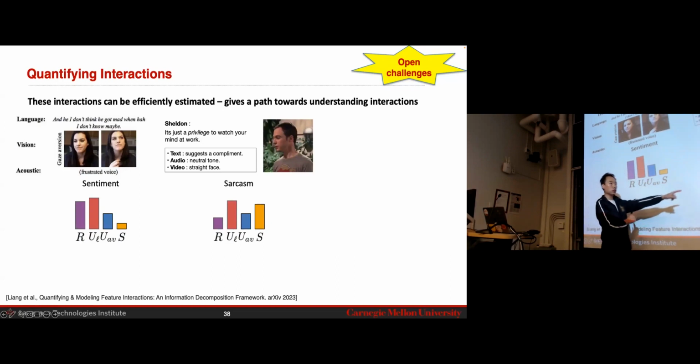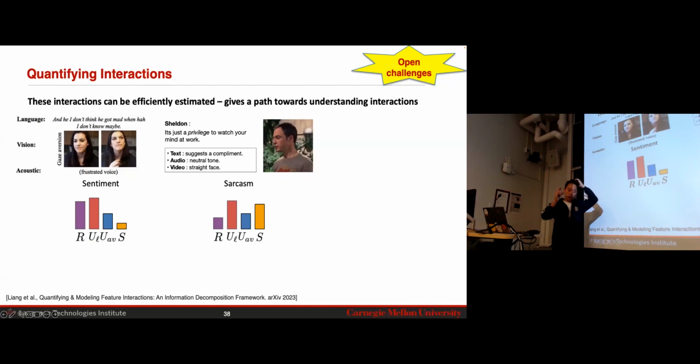You have lots of synergy. And that fits our intuition that when we are sarcastic, we express it through interactions between what we say and how we say it. But at the same time, there's still lots of information in language, right? Because sometimes you can be sarcastic just by saying things.